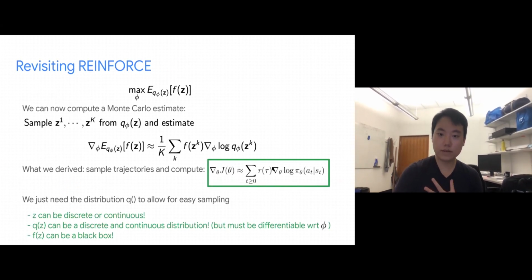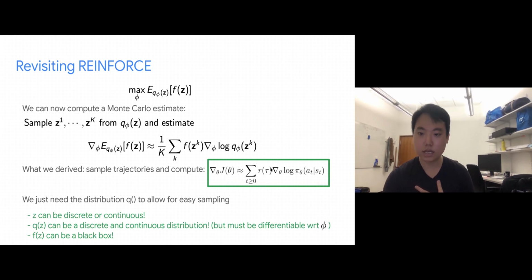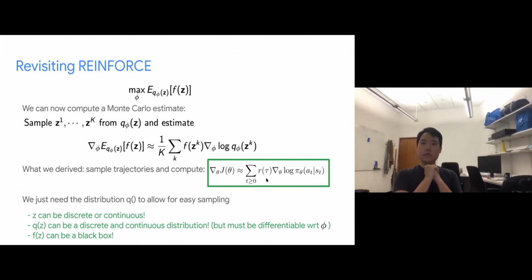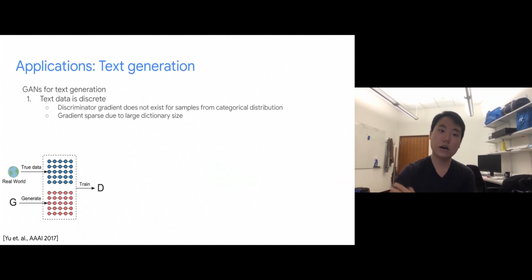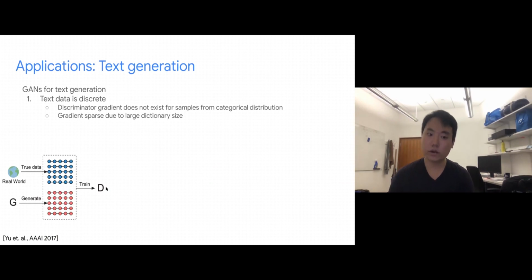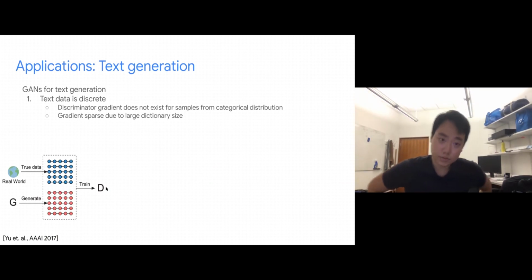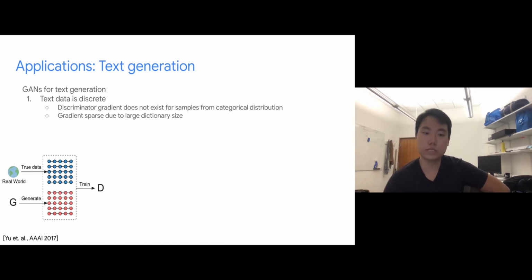So we've seen these benefits in the case of reinforcement learning. We had some discreteness in our actions. We had this black box reward function given by the environment. But what are some other important applications of using REINFORCE? That will be in text generation. In text generation, if you want to define generative models like GANs for text generation, one big issue is that text data is indeed discrete, right?